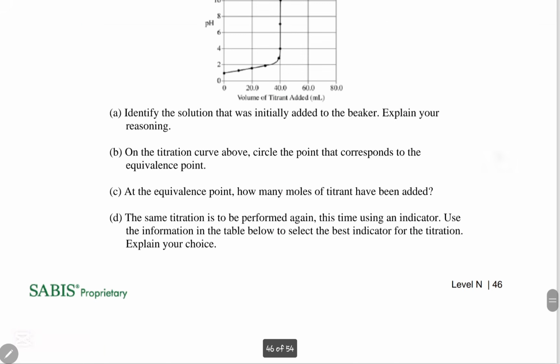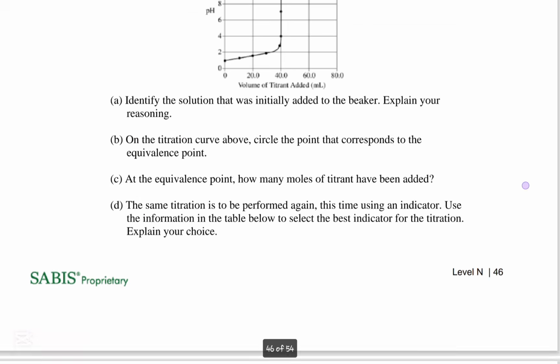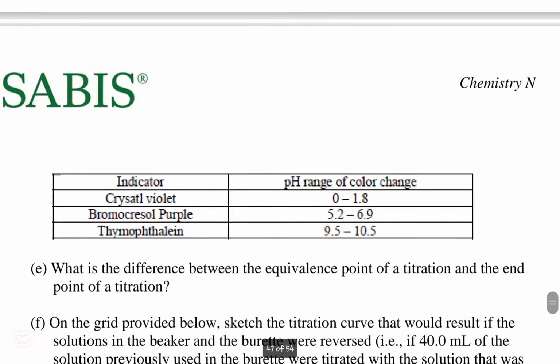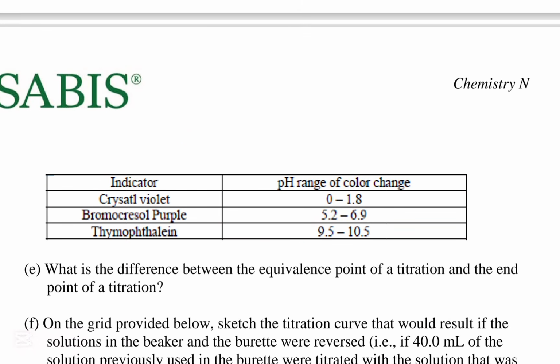For part D, what does it say? It says the same titration is to be performed again, but this time using an indicator. They're saying use the information in the table below to select the best indicator. So we know that our indicator needs to be in range with my equivalence point. My equivalence point was approximately 7. So I need to look at the values.